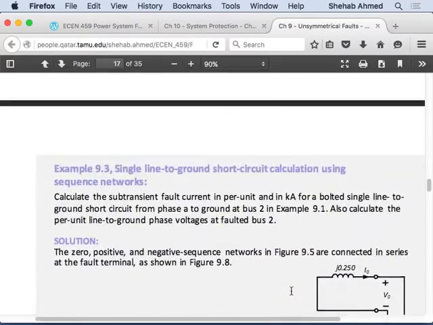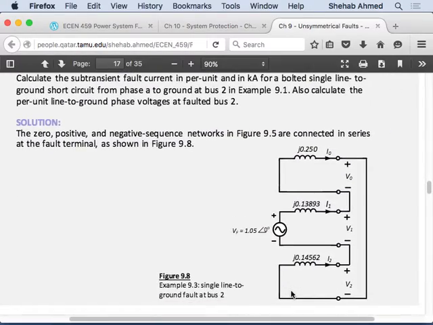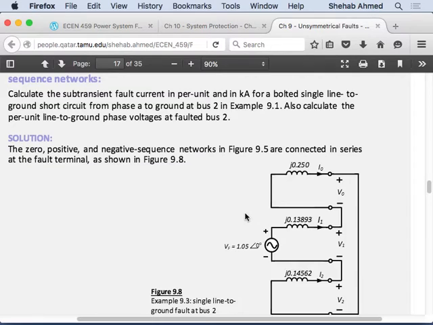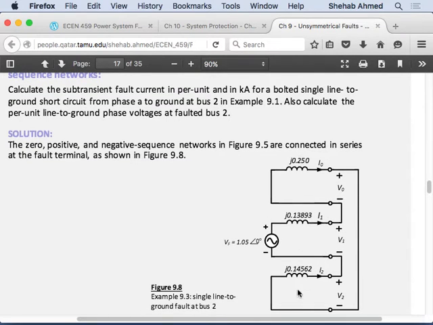I will not go through this. So this is an example. They repeat what we were just saying. They have the 3 sequence circuits over here, and they were told to calculate the subtransient fault current in per unit and in kiloamps, so in per unit and in actual values, for a bolted single line to ground short circuit. Bolted single line to ground short circuit means the fault impedance is equal to 0. There's no impedance to ground. That's why 3ZF goes away. So 3ZF is 0 when I say bolted.